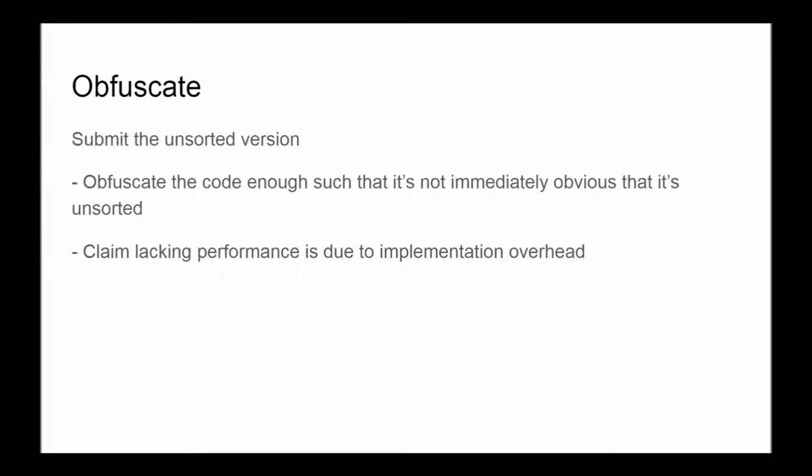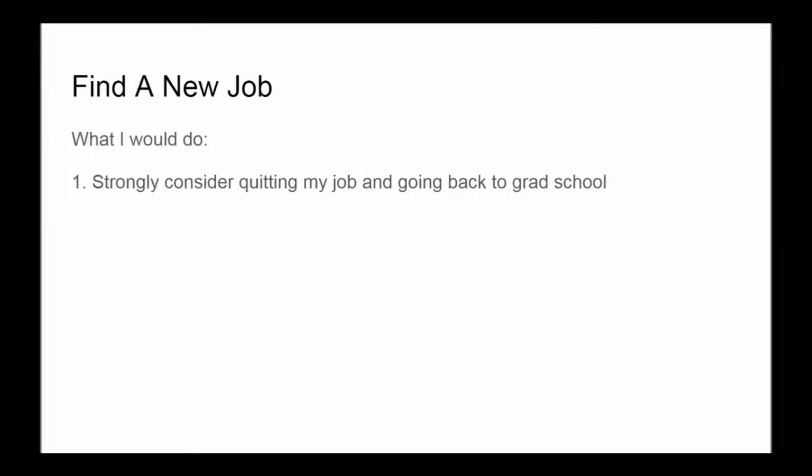Just submit the unsorted version, and obfuscate the code as much as possible so people can't tell that it's unsorted, and then claim performance. So I kind of like that. It's due to some craziness, and just obfuscate and be combative as a strategy, and just don't produce a sorted version.